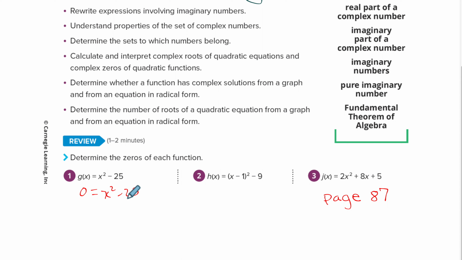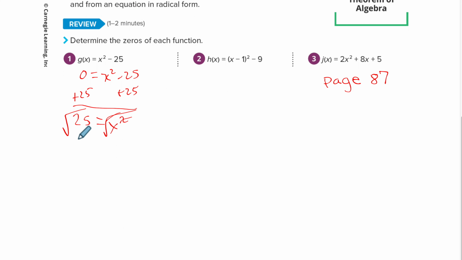Now there's two ways you can solve this. You can factor it or you can use square roots. I'm just going to use square roots because that seems to be the easiest way here. So we will add 25 to each side. We get 25 equals x squared. And then when we take square roots, remember when we square root a square, we have to use plus or minus. Let's move that up. So we're going to get plus or minus 5. So we get two roots for number 1, x equals 5 and x equals negative 5.